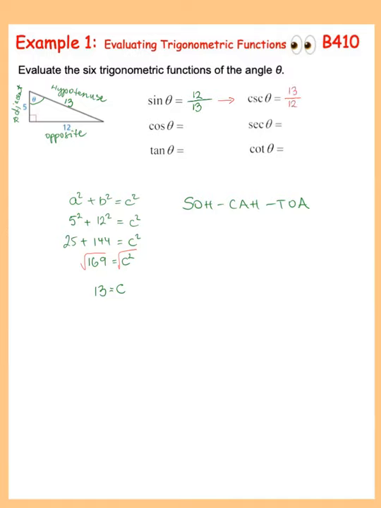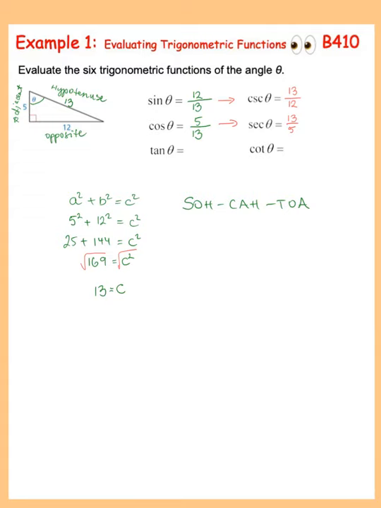So now I move back to cosine. If you look at cosine, cosine is adjacent over hypotenuse. So I can do cosine. The adjacent side of theta is 5, and the hypotenuse is 13. And again, the reciprocal function is secant, which is going to be 13 over 5.